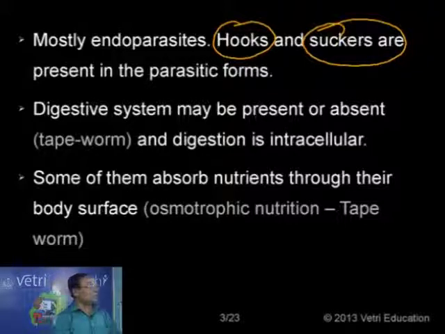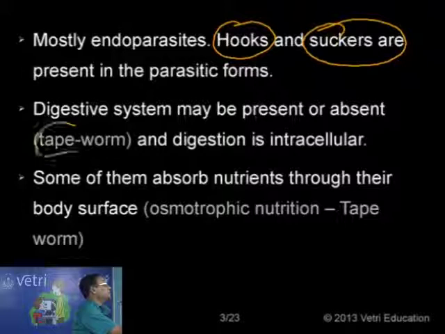So the liver fluke, Fasciola hepatica, doesn't actually have a completely developed digestive system. The digestive system may be present, as in the case of liver fluke or planaria, or completely absent, as in the case of tapeworm. So no digestive system in the case of tapeworm.